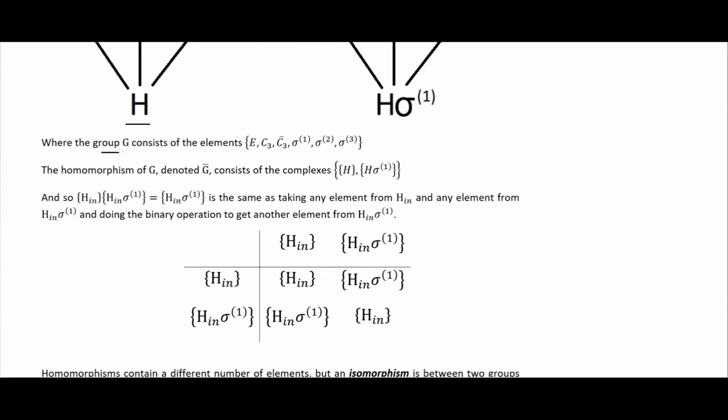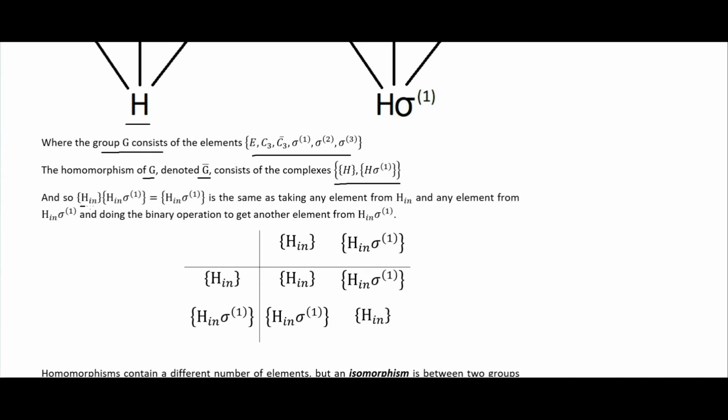Remember, our main group that we're taking these elements from consists of these six elements. So the homomorphism of G, which we can denote as G bar, has these elements. And these elements in here are called complexes. When we're talking about this sort of higher order, I don't want to use the word order since that already actually has a meaning. So it's this sort of higher type of group here that contains groups itself as its elements. We call those elements complexes.